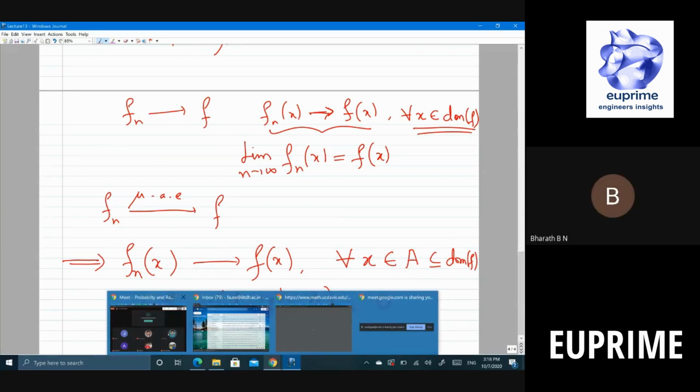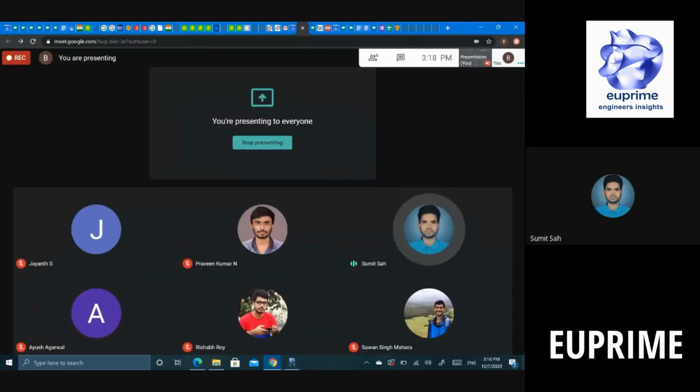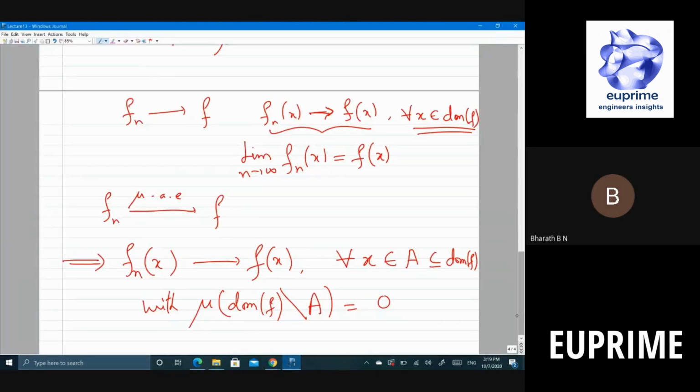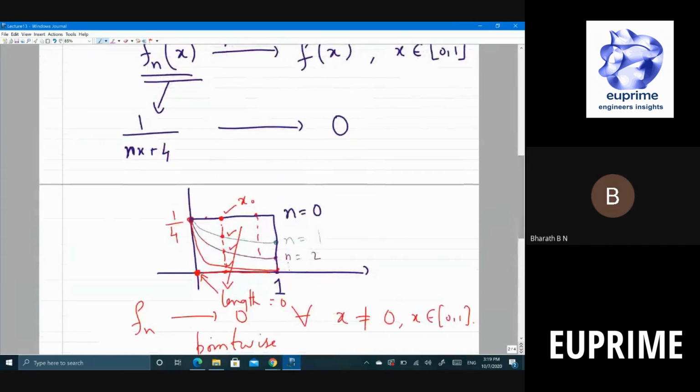Sir, in case of this fn going to f, in your first example, we can take f of x as 1 by 4 when x is equal to 0 and 0 when x is not equal to 0. So this fn is going to this function f. So why are we excluding this option, like 1 by 4? Yeah, you can always say that. I'm not saying you should not. Let me put it this way. In this example, I can say fn converges to 0 almost everywhere.